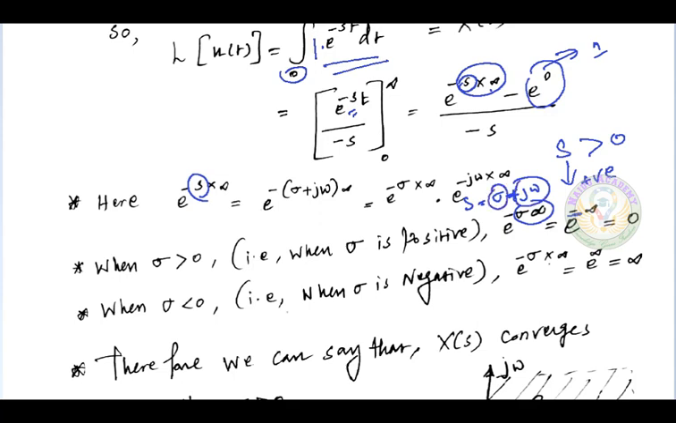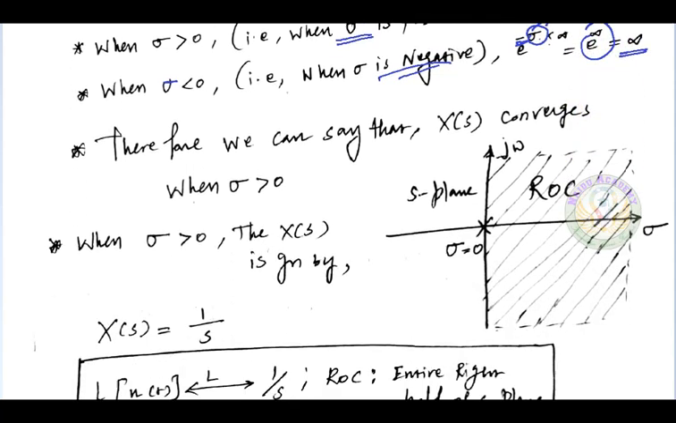Okay, so naturally if the real term is positive, that is sigma is positive, this becomes e power minus infinity itself. If it is negative, that is sigma is less than 0, then with the negative symbol already there and sigma also negative, it becomes negative plus, so naturally e power infinity, which will not be convergent. So for the Laplace transform of u of t, the sigma value should be greater than 0, that is positive.